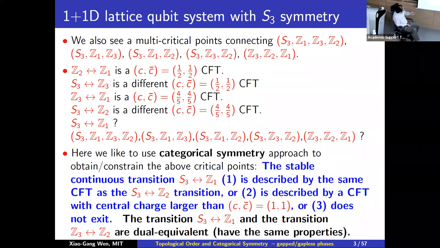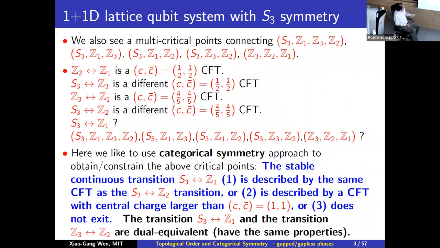So one thing is that, remember I said, for the S3 to Z1 transition, we don't know. But at the moment, I think you can say that maybe one of the following three cases may be true. One of them must be true. Either this S3 to Z1 transition is described by the same CFT as the S3 to Z2 transition, which is this Potts model CFT, this one. A little bit strange because the symmetry breaking patterns are different, but the CFT is entirely the same. I mean, it's completely the same. Even the assignment of quantum numbers is the same.